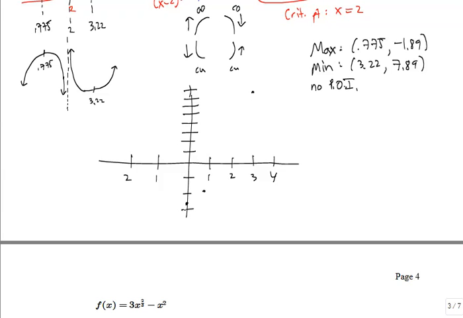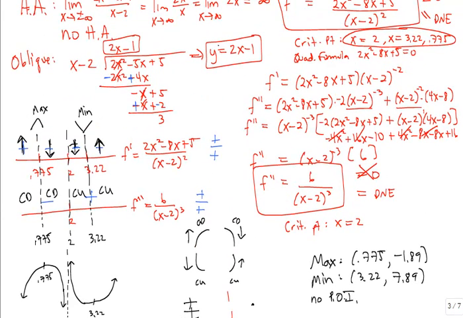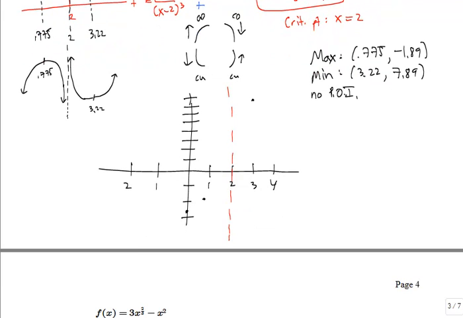And then let's plot in our asymptotes. We had a vertical asymptote at 2. And then remember we had that oblique asymptote, and it had equation y equals 2x minus 1. So if you were to sketch that line, that has a y-intercept at negative 1 and a slope of 2. So I would go up 2 over 1, up 2 over 1. So it's going to look like this. So that's our oblique asymptote.